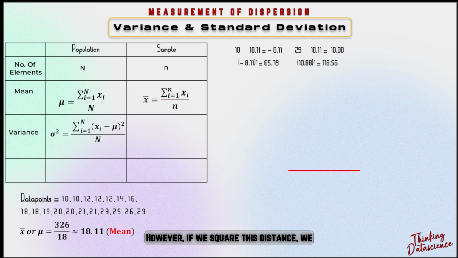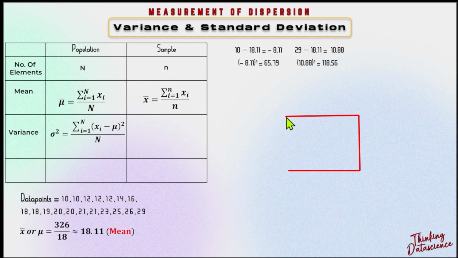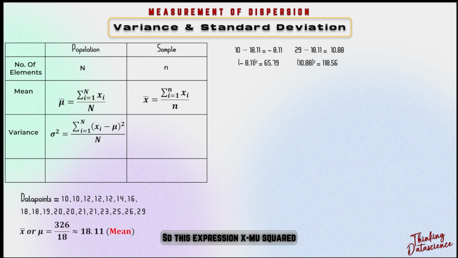However, if we square this distance, we are essentially creating a square with sides measuring 10.88 units each. So this results in an area being calculated instead of a distance. Let me just clear this out. So this expression, x minus mu squared, represents a portion of the area and not the distance.